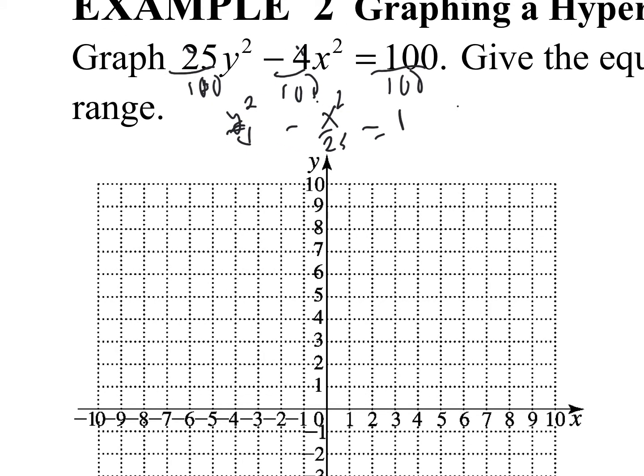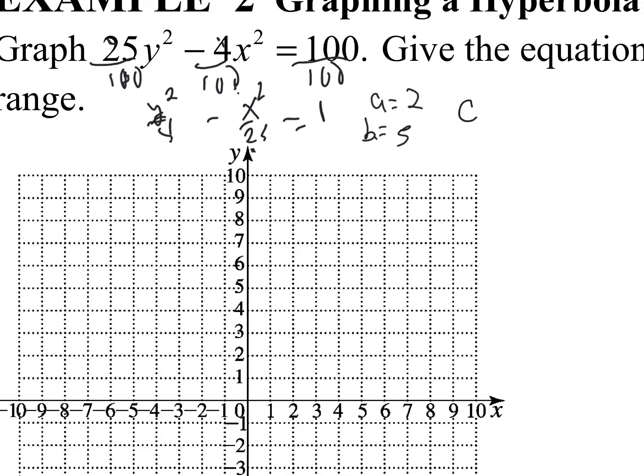So it doesn't matter. Call A equals 2 because 2 squared is 4. Call B equals 5 because 5 squared is 25. C, may as well while we're at it, will be A squared plus B squared. That's 29. C squared is 29. Take the square root. C is plus or minus the square root of 29.